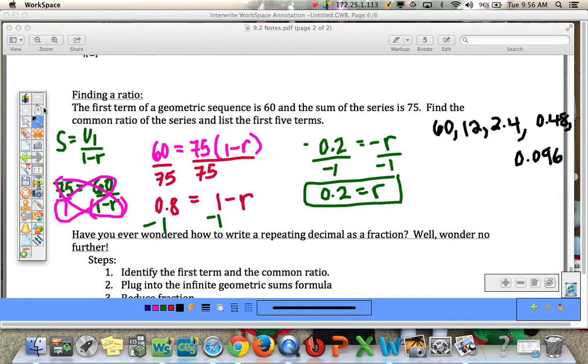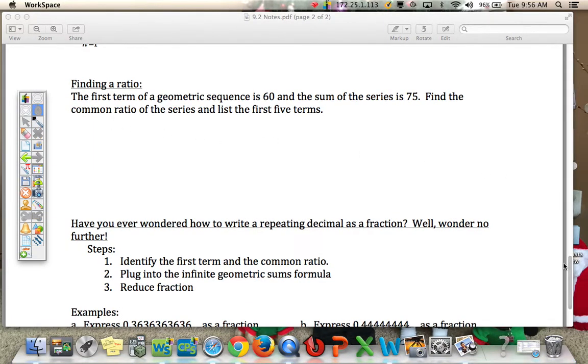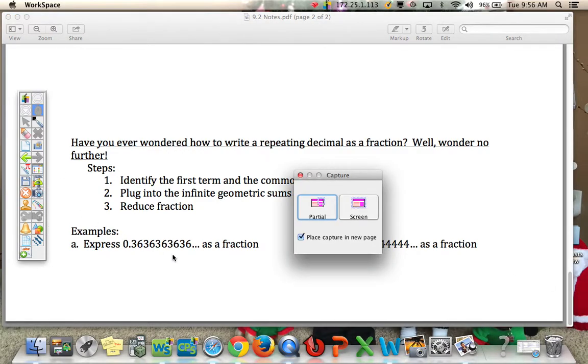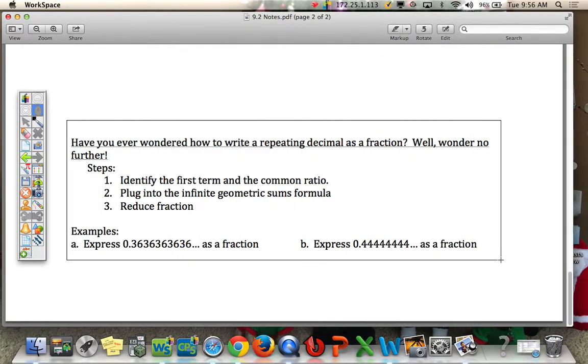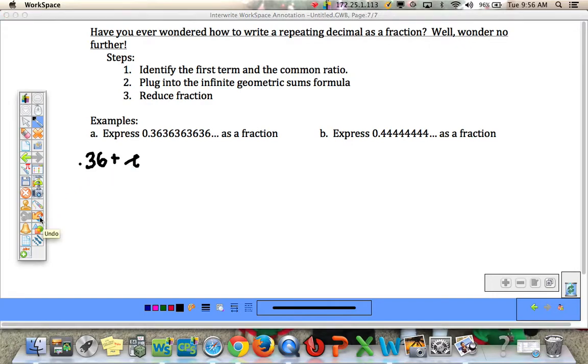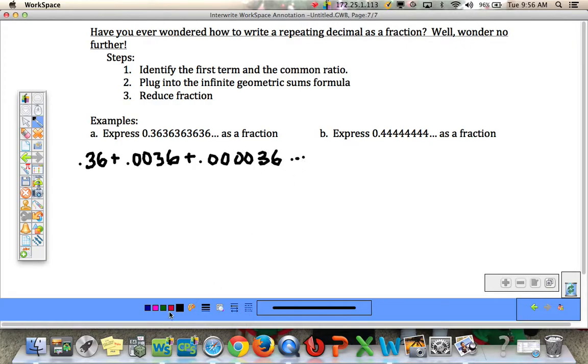Next part of the lesson, have you ever wondered how to write a repeating decimal as a fraction? Well, wonder no further. Here are the steps. Step 1, identify the first term and the common ratio. I wonder if I can take a screenshot of this and move it up. Okay, here we go. So to do that, I'm going to rewrite this as a list of terms. This is 0.36 plus 0.0036 plus 0.00036, and so on. So this is actually a geometric sequence. The ratio would be any term divided by the term before it. And so here the ratio is 0.01.